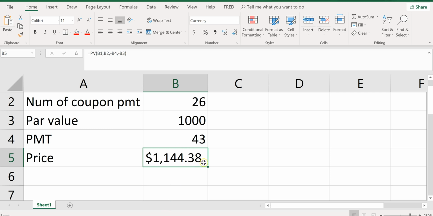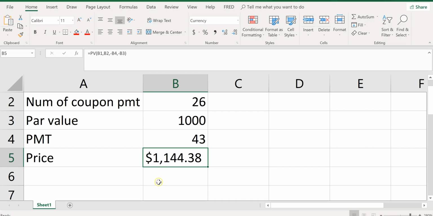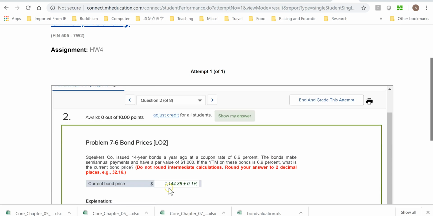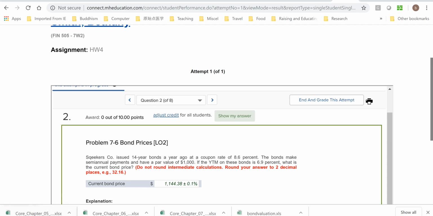Here, I kept two decimal places, but is that required by this question? Do not round intermediate calculations, round your answer to two decimal places. That's exactly what's required. If not, then you have to change the format of this cell to be consistent with that rounding requirement. So now I can check my answer. Yes, 1144.3038, exactly what's shown as the correct answer.